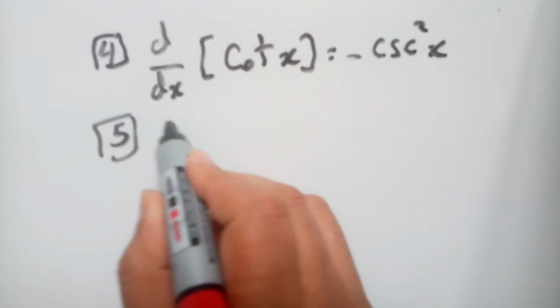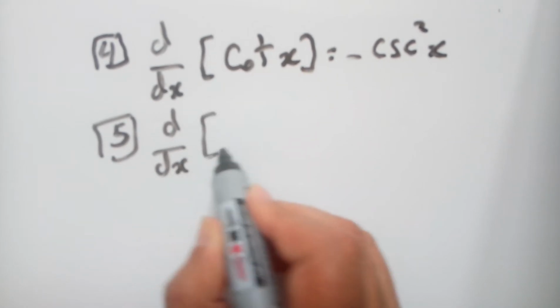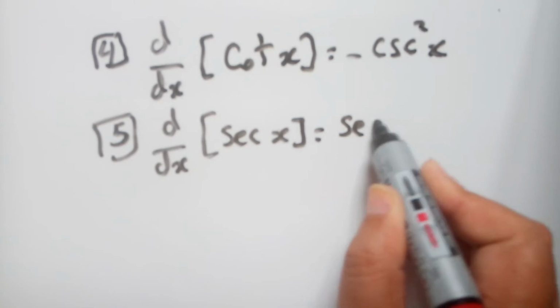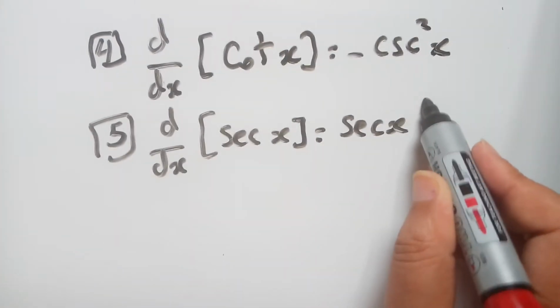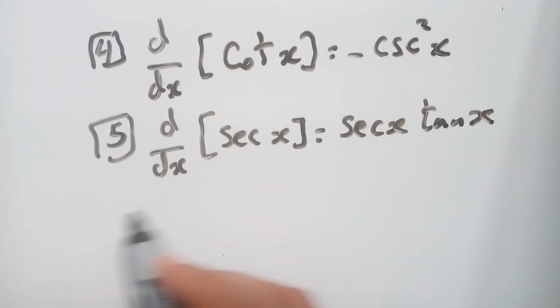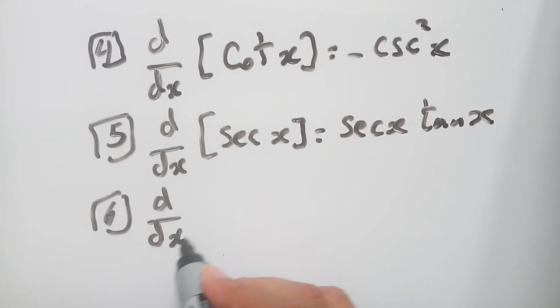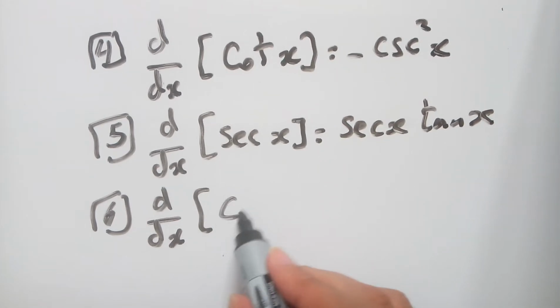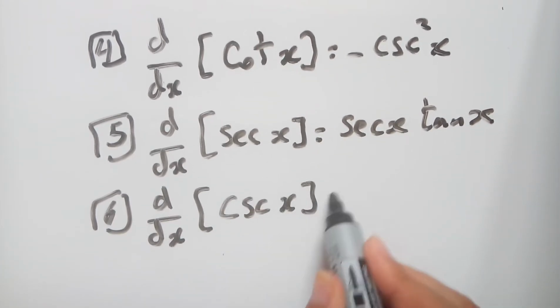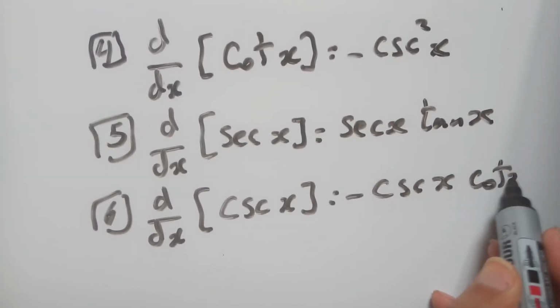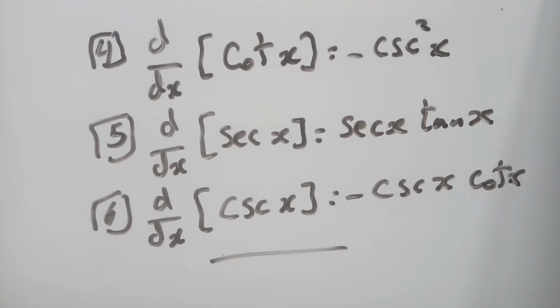Number 5, the derivative for secant x, it will be secant x tangent x. The last one, 6, the derivative with respect to x d dx for cosecant x, it will be negative cosecant x itself cotangent x. These are the 6 rules for differentiation of the trigonometric functions.